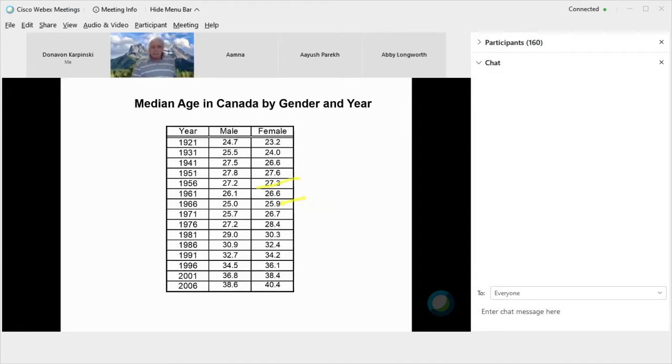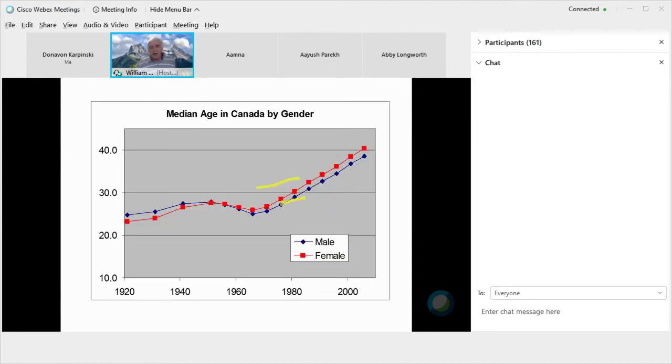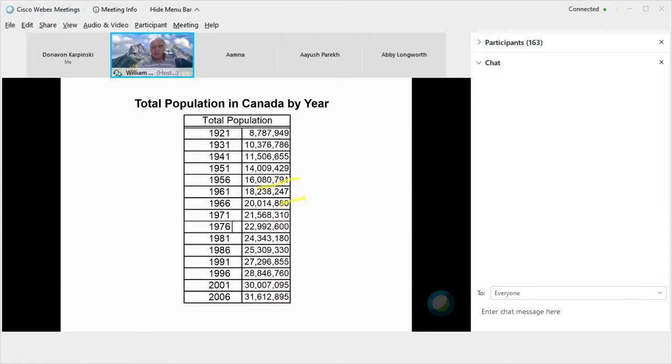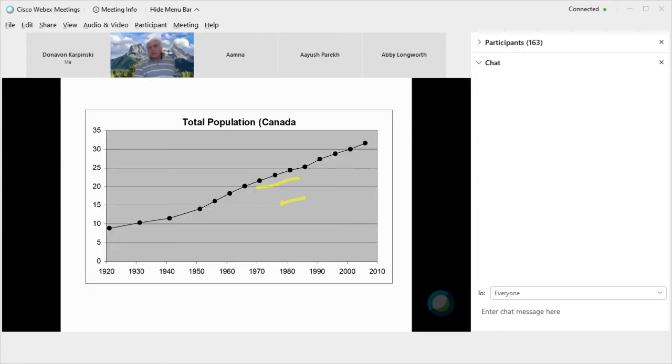There are some summary statistics. Median age for males, median age for females from 1921 to 2006. There's a graph of the median age. Again, you see after 1940, this is the baby boomers moving through time from 1960 up to 2000. There's the population of Canada from 1921 to 2006. There's a graph of that.